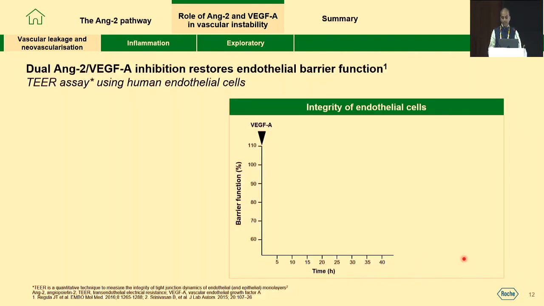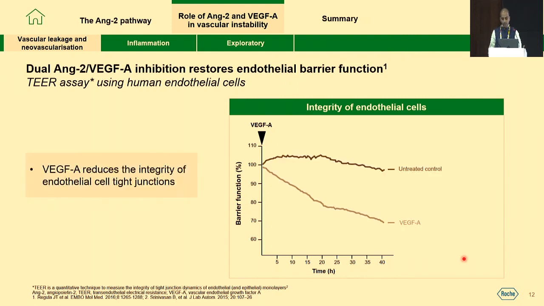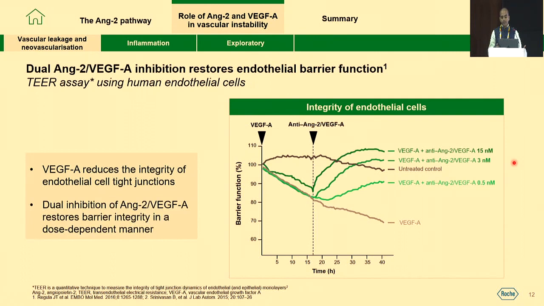There is another study which has shown the endothelial barrier function, the TEER assay, transendothelial electrical resistance. Human stem cells have been filtered, cultured, and exposed to VEGF-A initially, and after the 18th day, these cells were exposed to different strengths of dual mechanism drugs, 0.5, 0.3, and 15 nm. All these angiopoietin 2 combined mechanisms have shown a significant endothelial integrity.